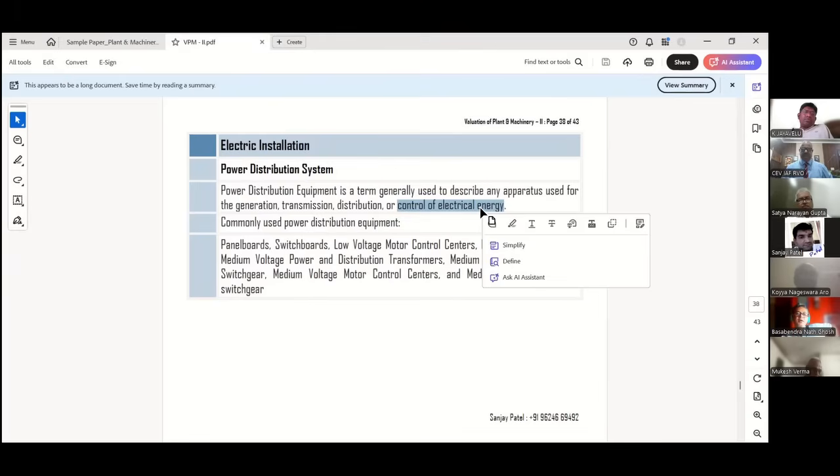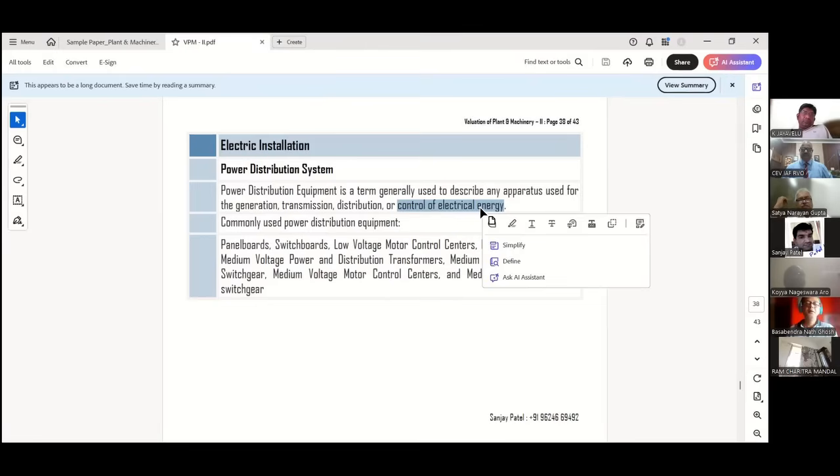Switch yard will not come here, we are not going to distribute. We are going to receive the electric energy. So first you will find the switch gear and CTPT. What do you mean by CT and PT? Current transformer and potential transformer. Then there will be a transformer.